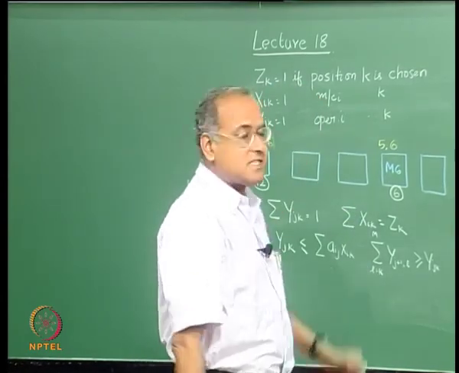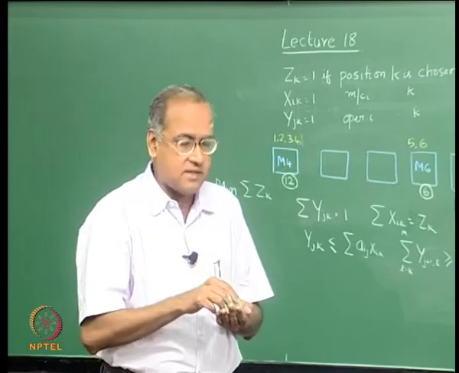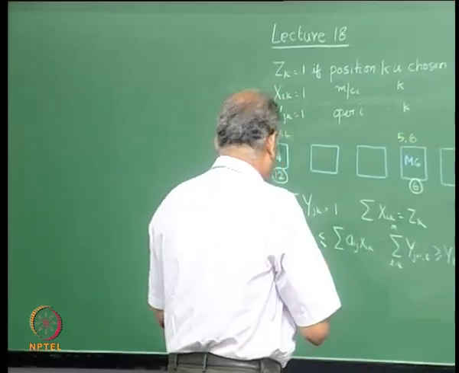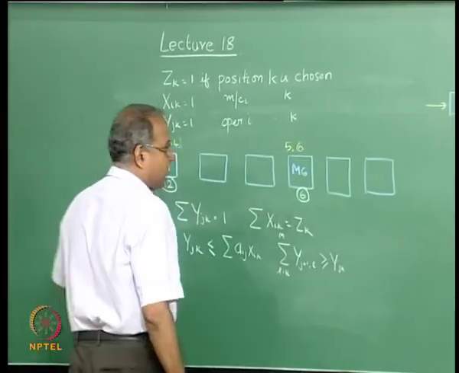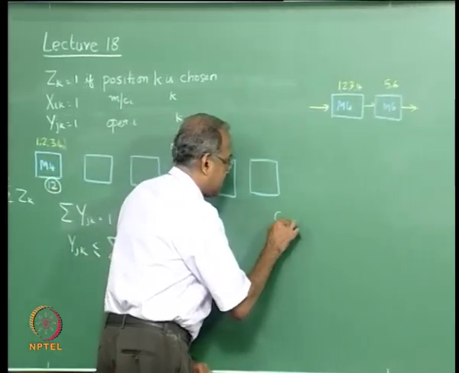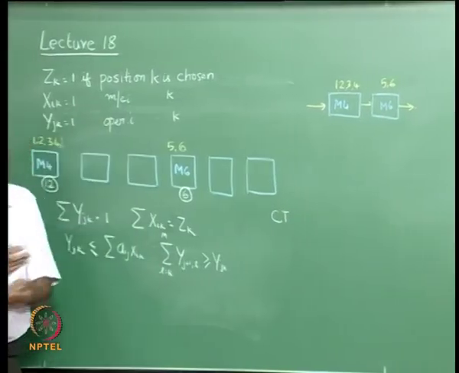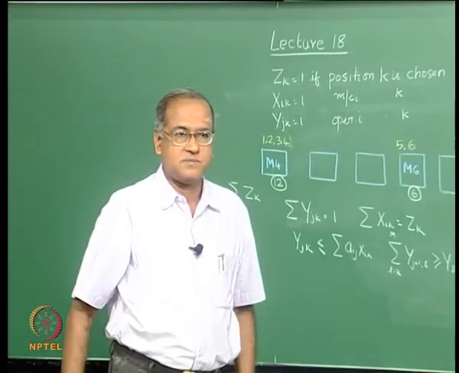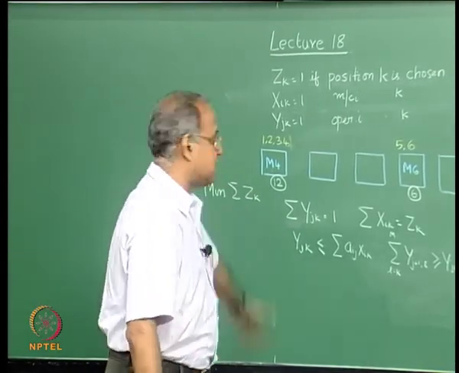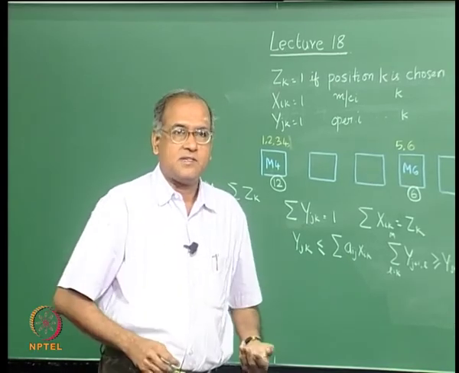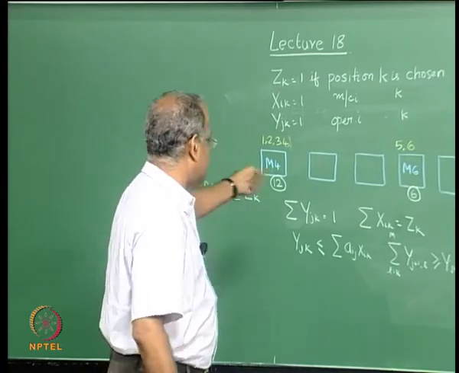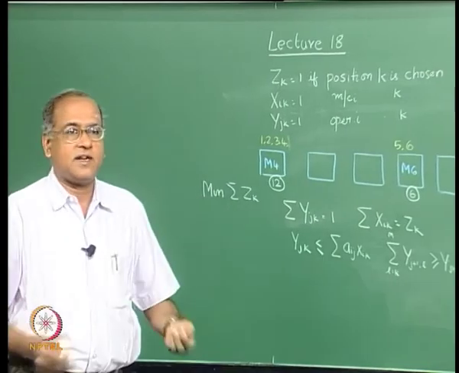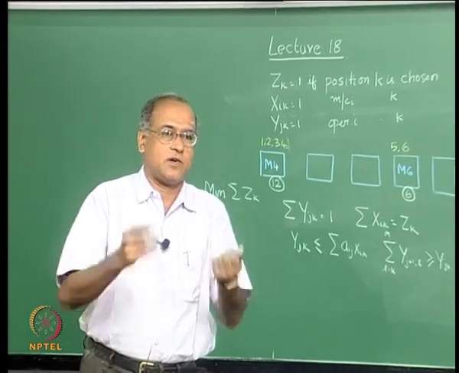Now, there are a few things that we have not done explicitly in this model. We have considered unidirectional flow, but we have not put a cycle time restriction. We did not have a constraint which said that cycle time should be less than or equal to something. So, it gave us a solution with cycle time equal to 12. Cycle time is the maximum between 12 and 6.